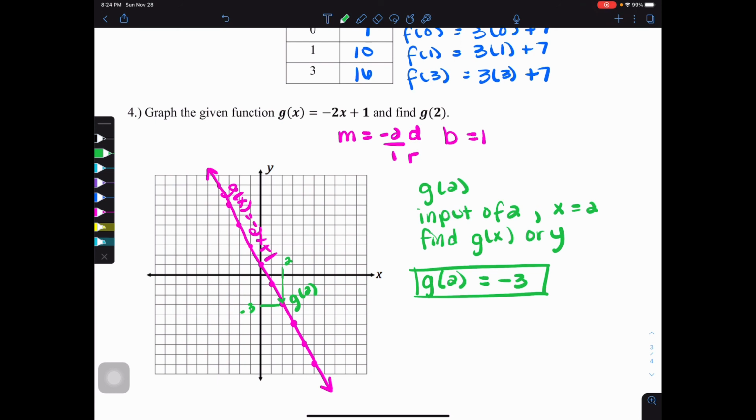So when it comes time to find g of 2, that means my input is 2. Input would be my x value, so x equals 2. We have to find g of x or y. So I go to the graph and I find where x equals 2. I follow it down and over to see what my y value is. My y value is a negative 3. So that means g of 2 equals negative 3. And that concludes your lesson on function notation.